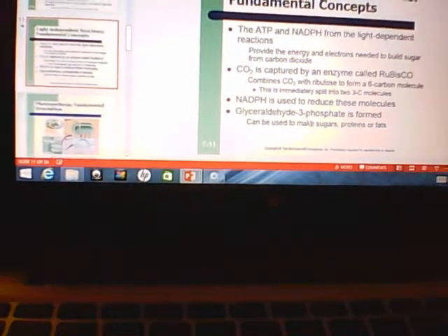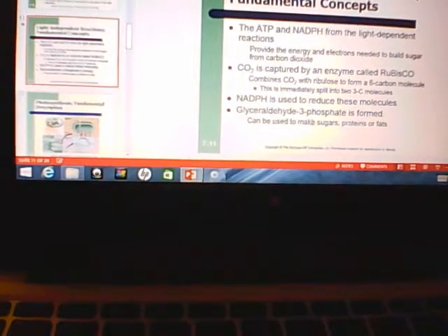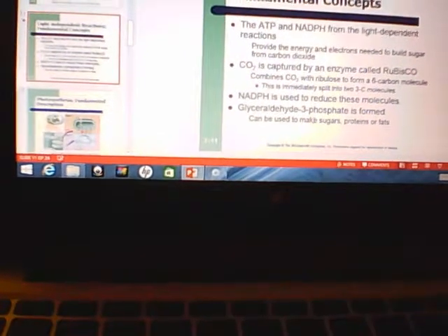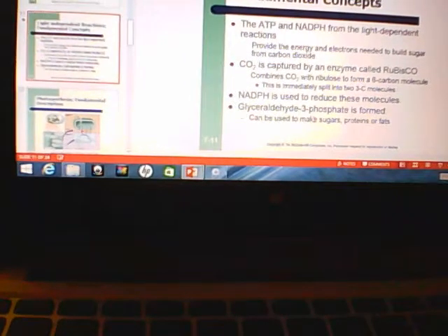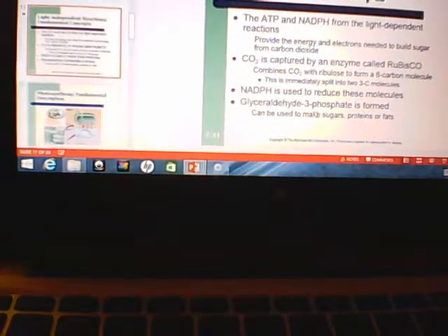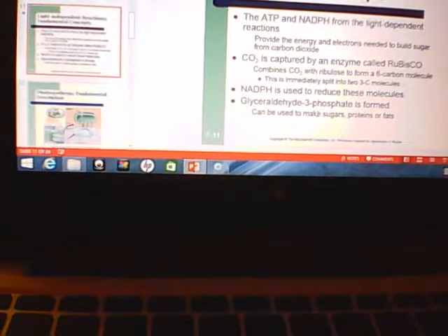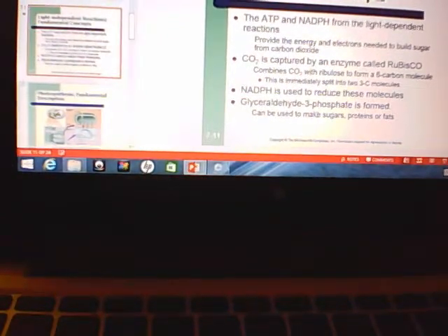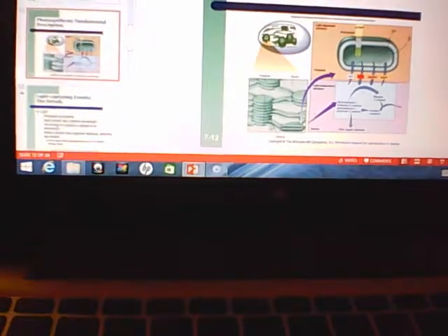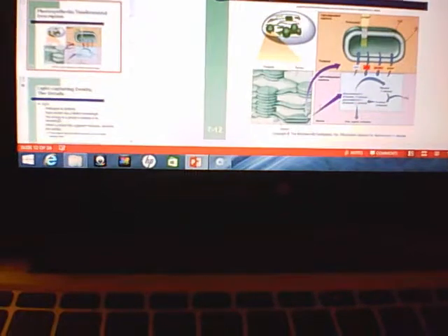All right, so then you have the light-independent reaction, and it's ATP and NADPH. Sorry, from the light-dependent reactions, you have carbon dioxide captured by an enzyme called rubisco. And then glyceraldehyde is formed. Remember, we're doing all of this to make glucose. And so again, pointing out just a few things for you here.